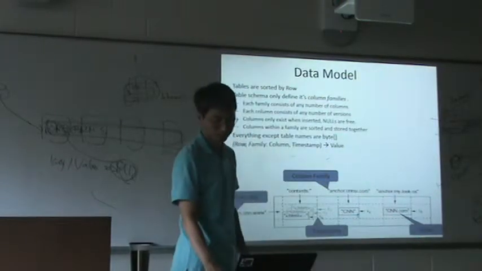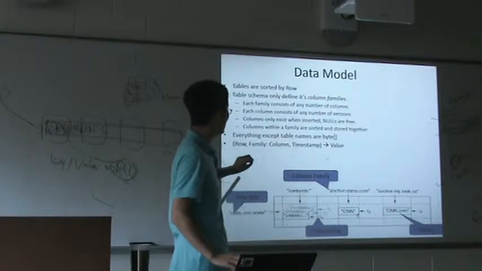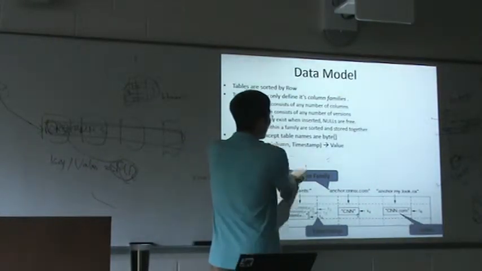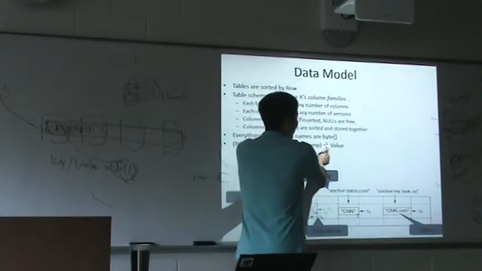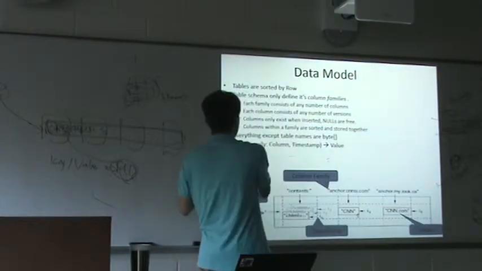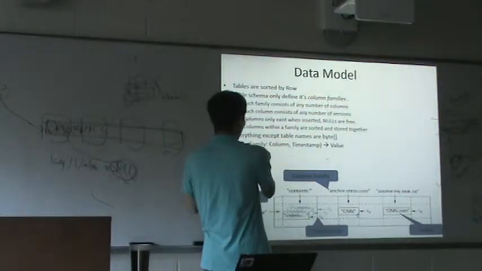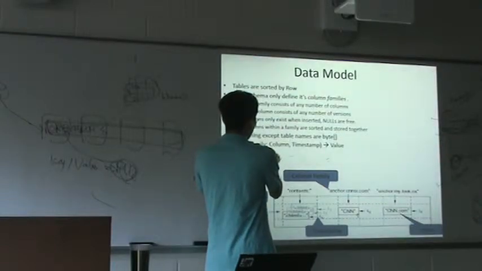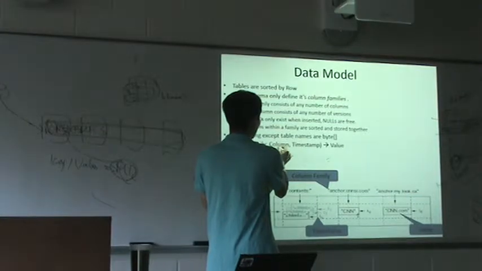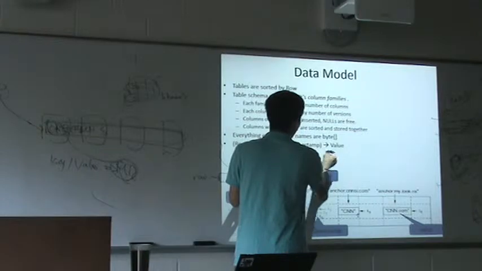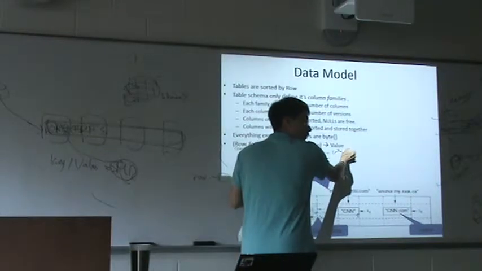For example, to access a value: row, column family and specific column, even version timestamp, then that is the value. For example, CNN.com, com.cnn, and the column family is the content, the column is the header, the timestamp is today, then the value is the content. Just like that.